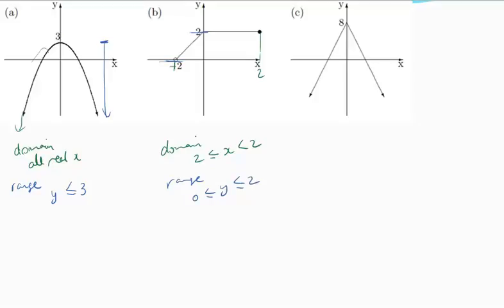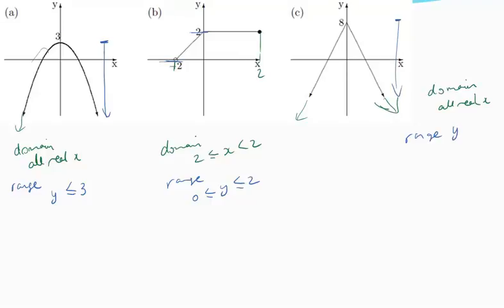So here for number 3, we look at our range for our x, these continue on. We have no limits where we can go here. So our domain is all real x. Our range, we look at it again, continues down this way, but it stops here at 8. So our range, y is less than or equal to 8.